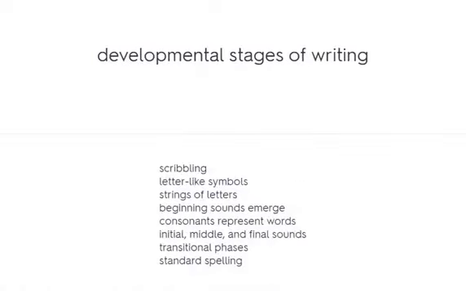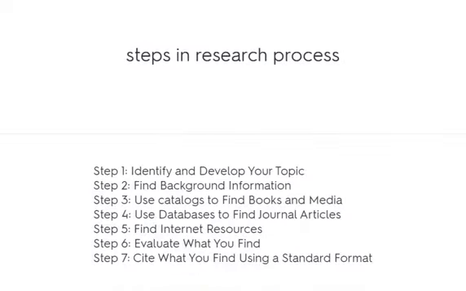developmental stages of writing. Steps in research process. Step 1. Identify and develop your topic. Step 2. Find background information. Step 3. Use catalogs to find books and media. Step 4. Use databases to find journal articles.